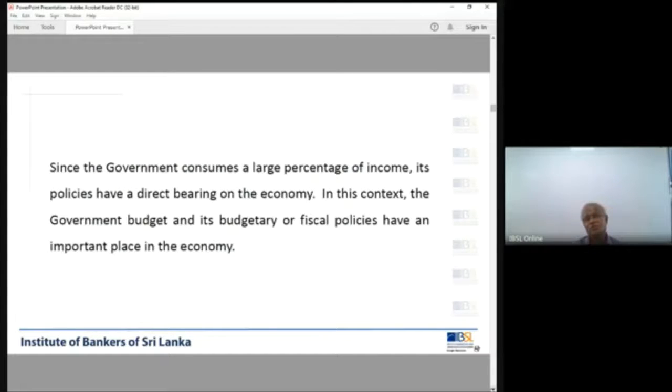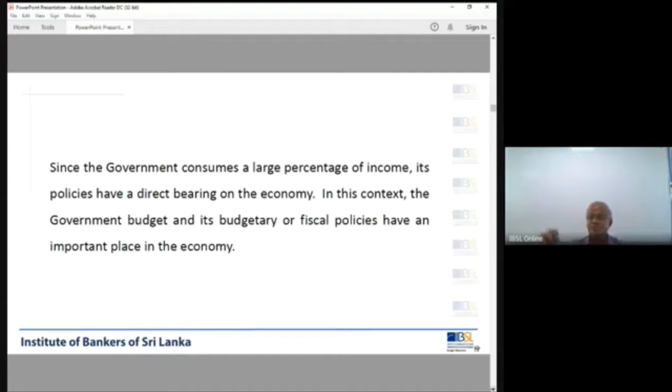Since the government consumes a large percentage of income, its policies have a direct bearing on the economy. In this context, the government budget and its budgetary or fiscal policies have an important place in the economy. Now we have an important term, fiscal policy. There are two types of economic policies, monetary policy and fiscal policy.